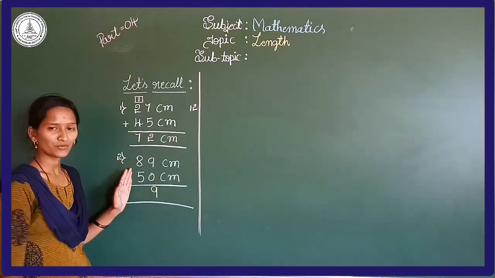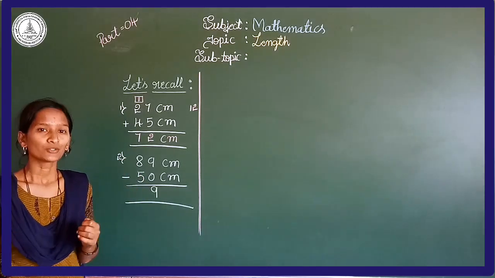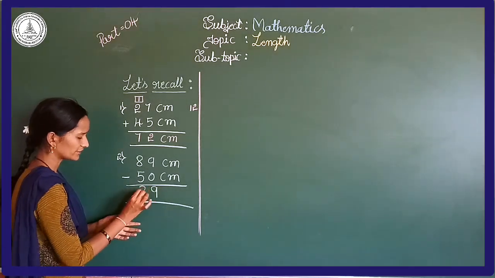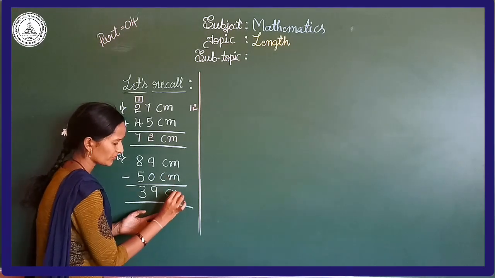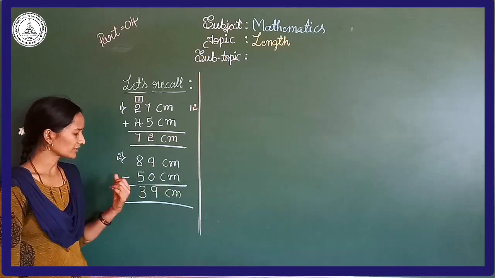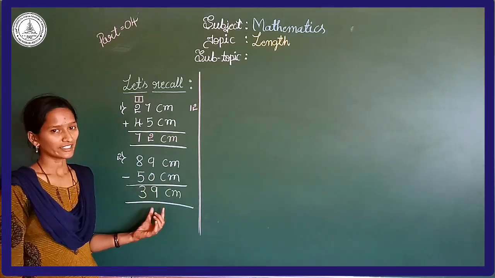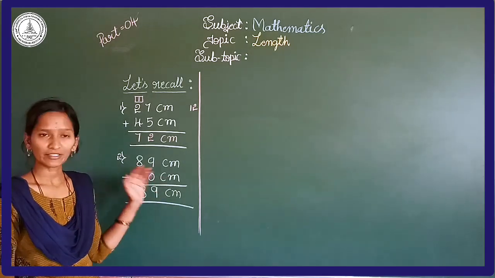So now come to the next one. That is 8 minus 5. What is 8 minus 5? So 8 minus 5 is 3. So write down here 3. After that write down cm, that is centimeter, right? Students, 89 centimeter minus 50 centimeter gives the difference as 39 centimeter. So my dear students, this is about our previous class.